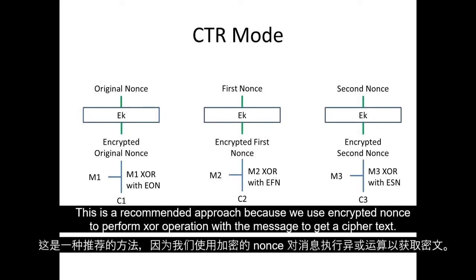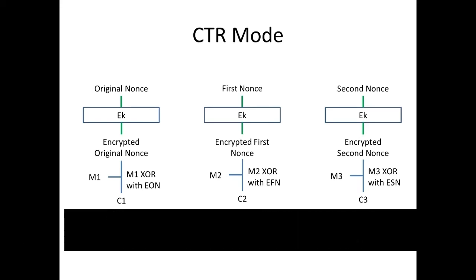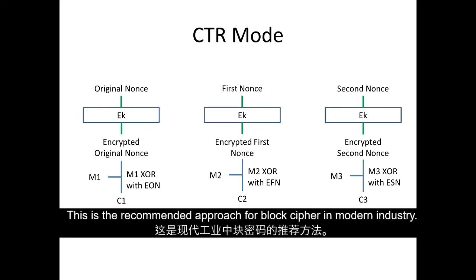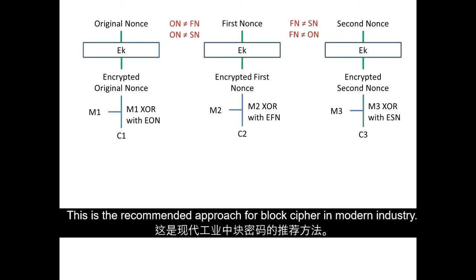This is a recommended approach because we use encrypted nonce to perform XOR operation with the message to get a ciphertext. Because the nonce was never repeated, the result of produced ciphertext is random. This is the recommended approach for block cipher in modern industry.